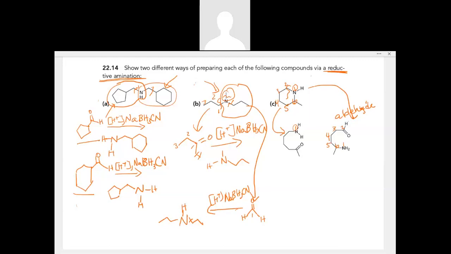Now my nitrogen's 1, 2, 3, 4, 5, 6. Notice on carbon 6 here with the carbonyl, this would actually be a ketone instead of an aldehyde now, but we still end up with that same product through reductive amination. And of course, in both of these pathways, we would have utilized our acidic conditions and then our sodium cyanoborohydride.